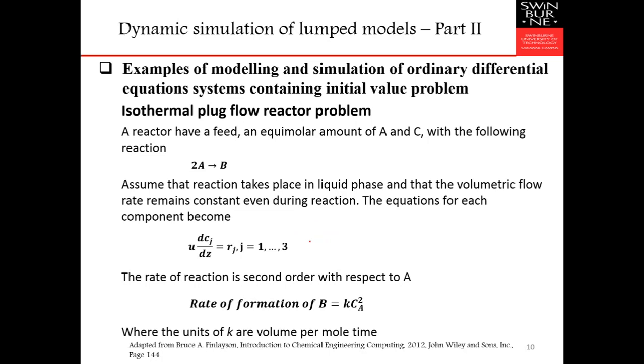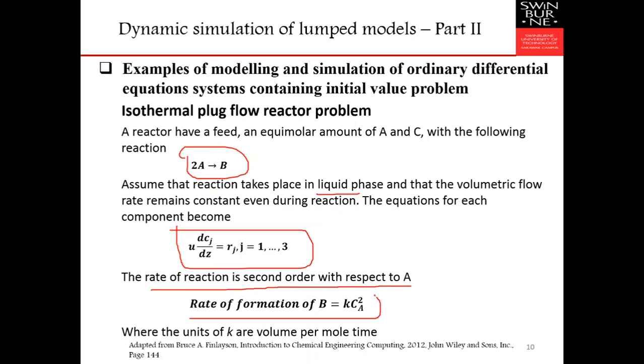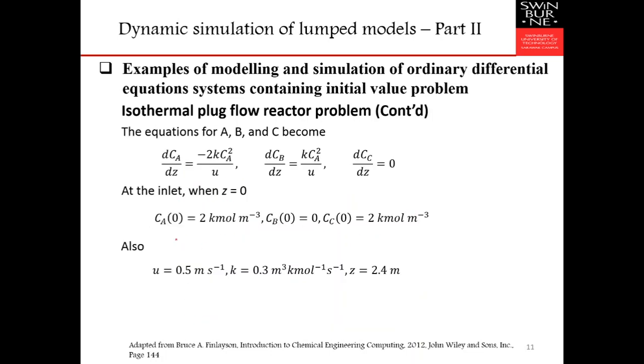So for this particular example, we have a feed consisting of an equimolar amount of A and C with the following reaction: 2A becomes B. If the reaction takes place in the liquid phase, the volumetric flow rate remains constant even during the reaction. The equations of the components become this. And since the rate of reaction is second order with respect to A, the rate of formation of B will be this one. Therefore, the equations for A, B, and C become this.